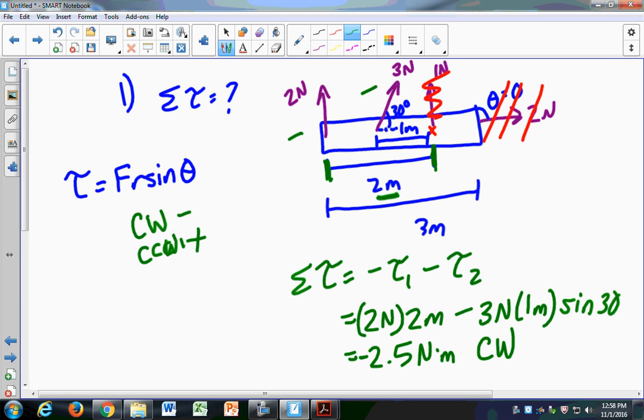The 2 Newton force is right here. The distance to the axis of rotation right here is 2 meters. The 3 Newton force is right here. The distance to the axis of rotation is 1 meter. It'll be a little more clear.